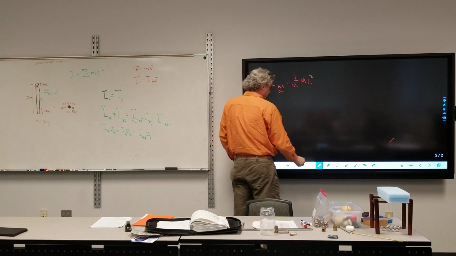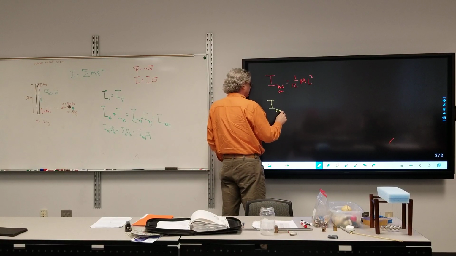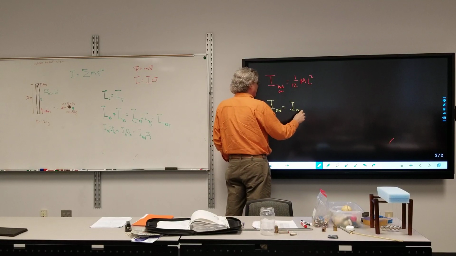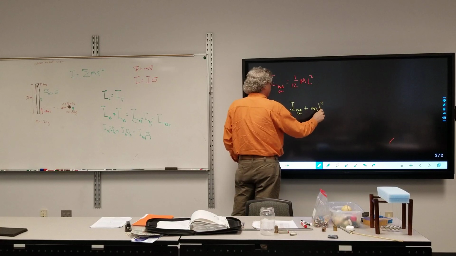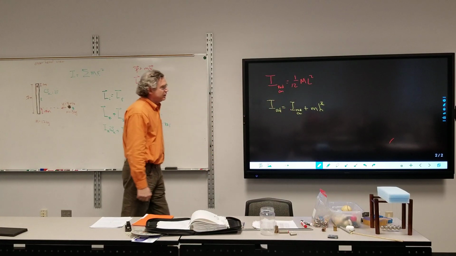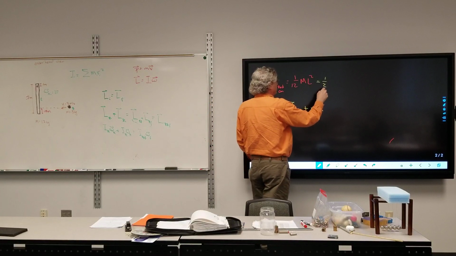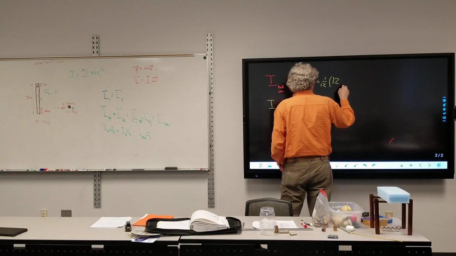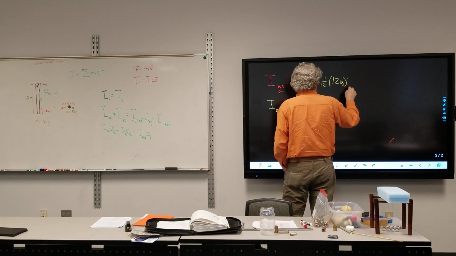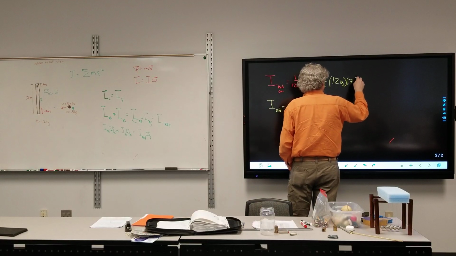And so the moment of inertia of the rod will be the moment of inertia of the rod about the center of mass plus m times h squared, where h is how far we moved the axis. So let's take it bit by bit. We have 1/12 times the mass, I said 1.2 kilograms, times a length of 0.7 meters squared.